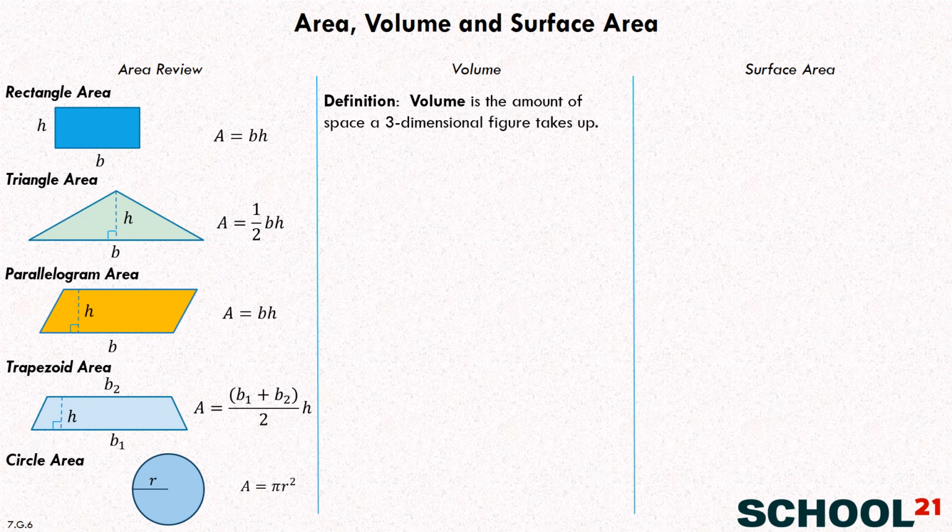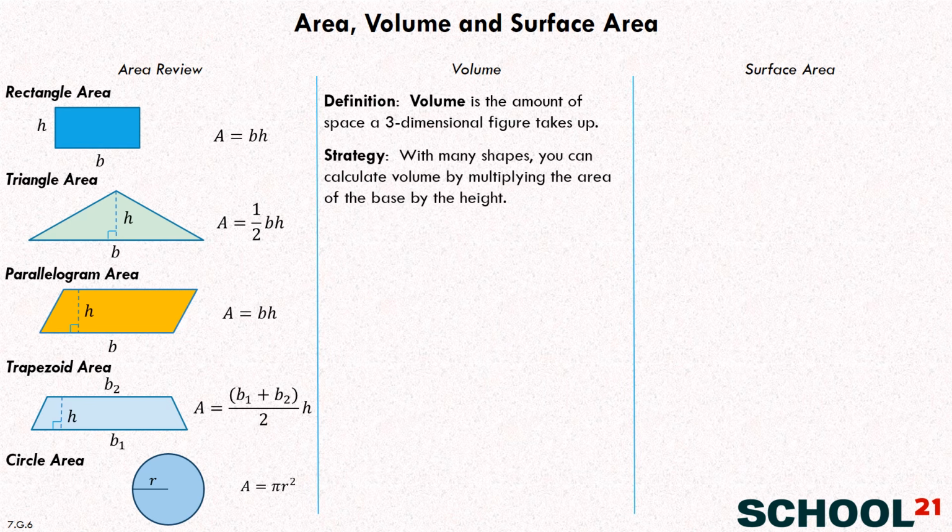First, what is volume again? Well, it's the amount of space that a three-dimensional figure takes up in the world. One strategy we can use with many shapes is to calculate the volume by multiplying the area of the base by its height. So let's look at a rectangular prism, because that's the one you're probably the most familiar with.